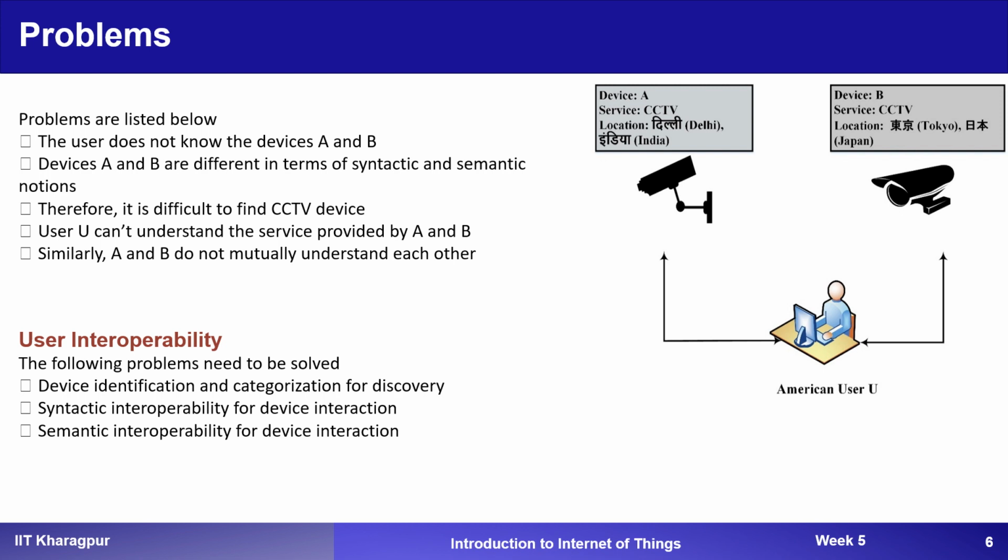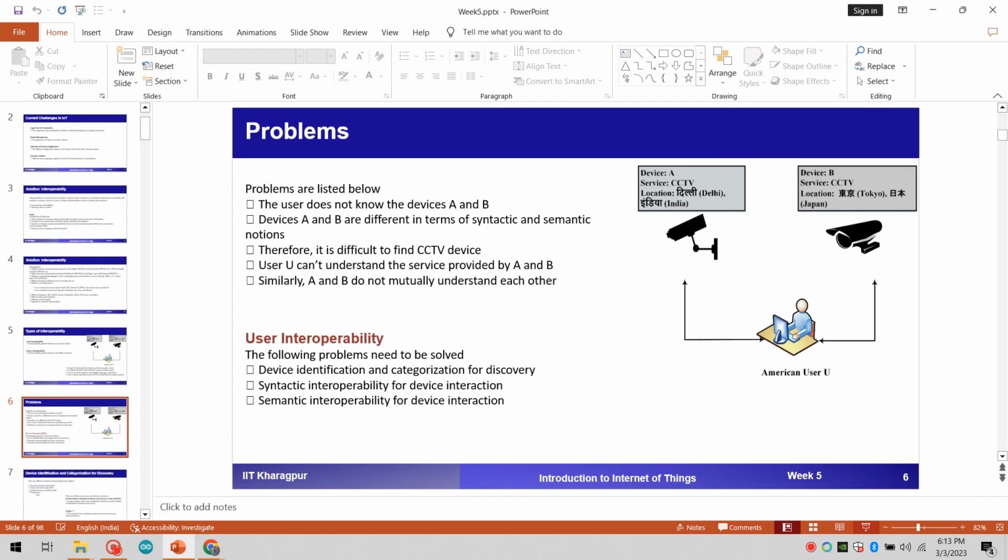Third is, it is difficult to find the CCTV device, because these devices, first of all, are not registered. Second, they are following different standards, due to which it becomes difficult to locate those devices. So the user can't understand the service which is provided by device A and device B. Similarly, both A and B mutually don't understand each other.